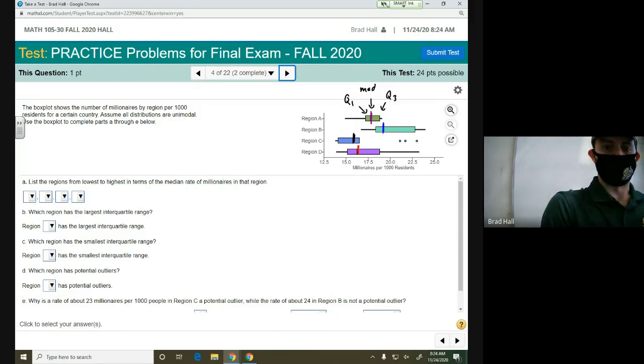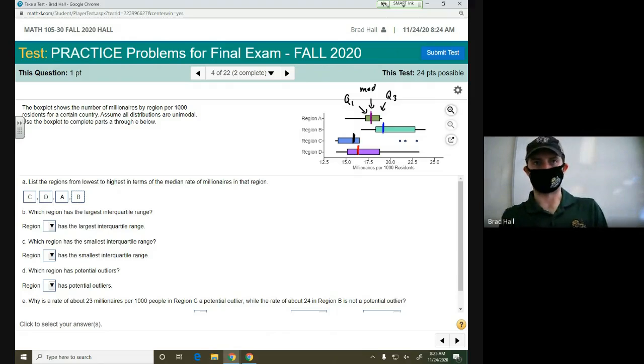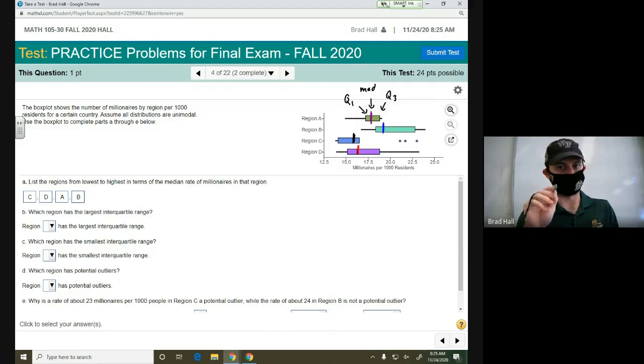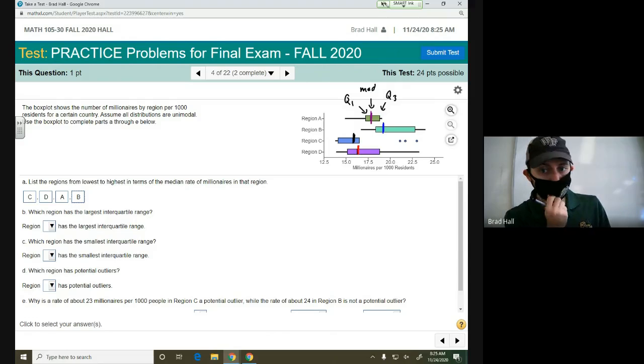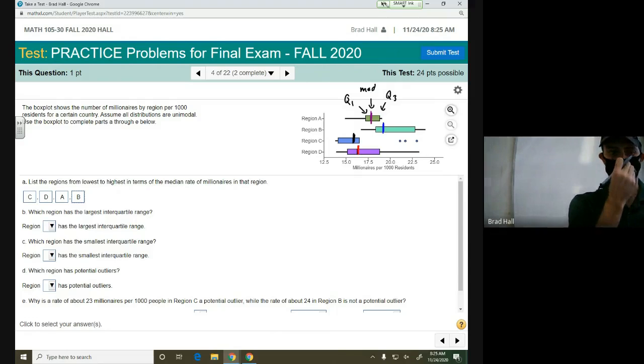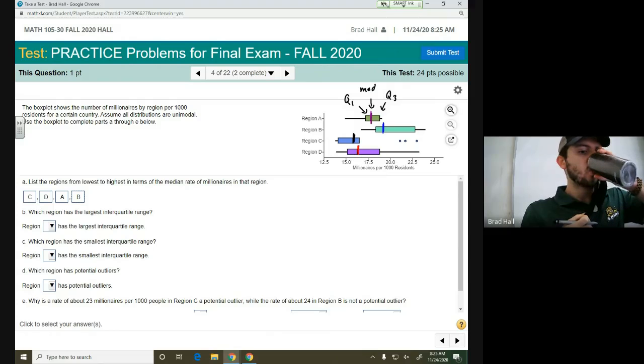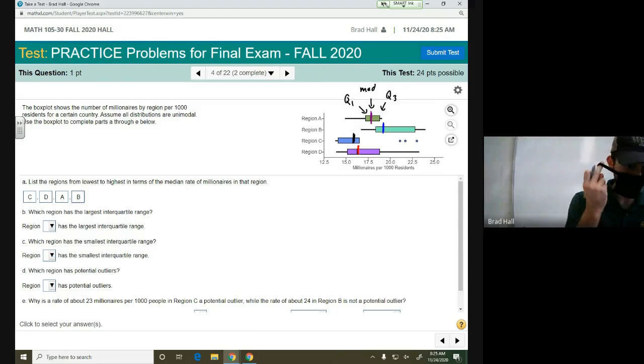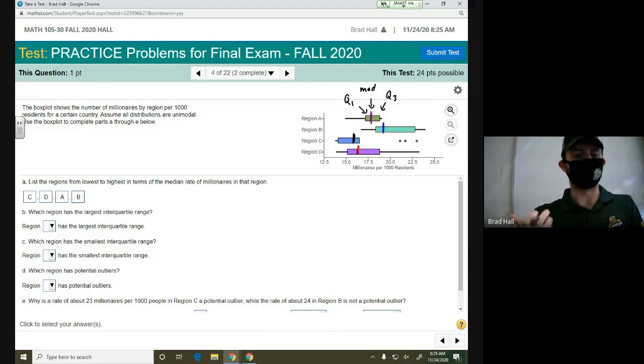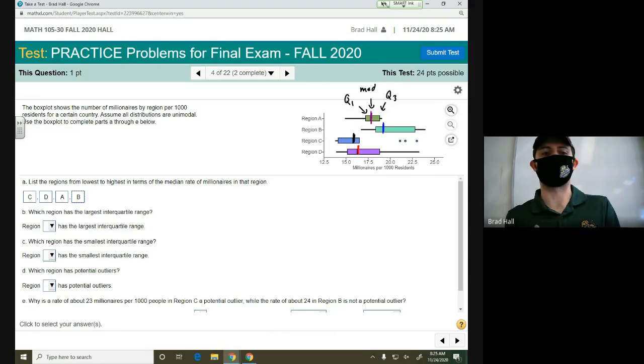And so they want this from lowest to highest. The lowest one is C, followed by D, and then A, and then B. Because that's where the dashes are in the box. So that's what they're wanting us to rank off of so far. And then part B wants the largest interquartile range.